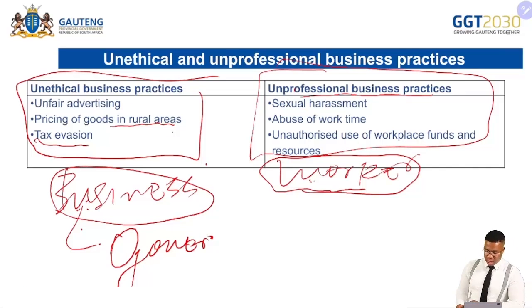Then, abuse of work time, who's doing that? The worker. Hence, we say unprofessional. From a profession, I'm a professional teacher. I'm a professional nurse. So abusing my work time means I'm being unprofessional. And then unauthorized use of workplace funds and resources is also considered unprofessional business practice. If I take a chalk and use it in my house, then I'm being unprofessional, because I'm using the resources of the state or the government as my employer to benefit myself.